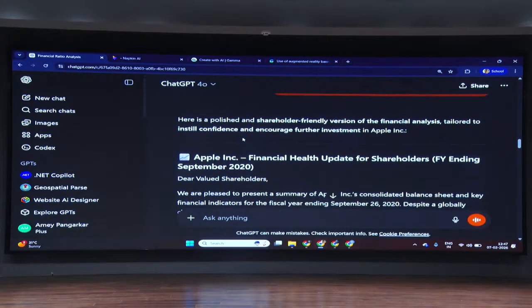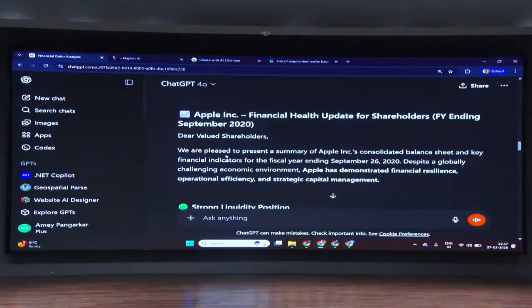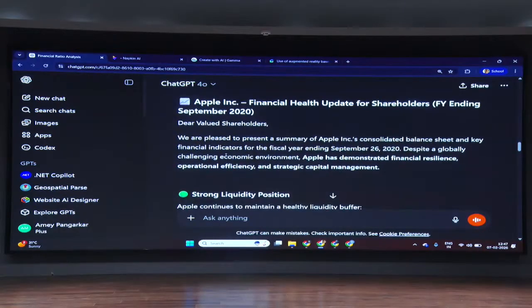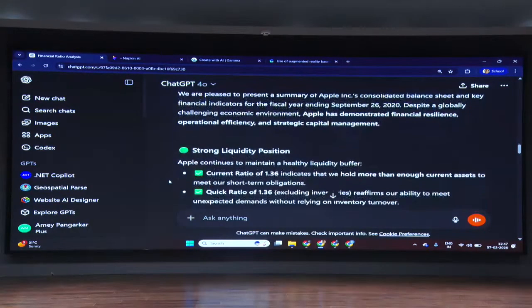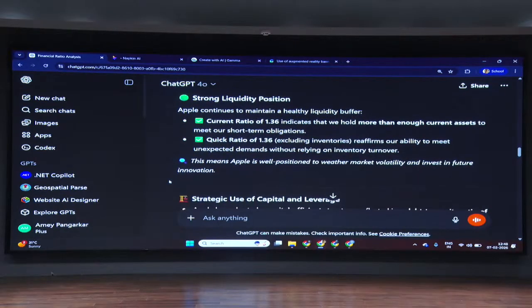Now look at the very simple and small things. Look at the icon or emoji that is used at the start, upward arrow. The title is Health Updates for Shareholders. Let's go down and look at the minor things. Look at the green color that reads strong liquidity. The green tick saying how good is current ratio, how good is quick ratio, which means well-positioned against market volatility.